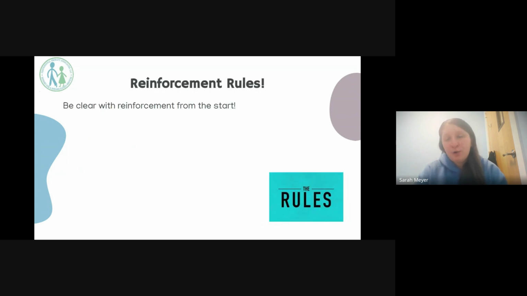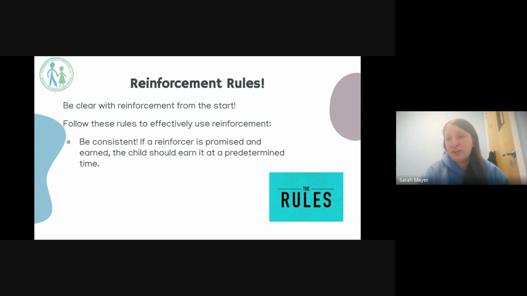So the rules of reinforcement when we're working with schedules, you need to be really clear with what reinforcers are being provided from the start. So when you're sitting with your child to develop that routine, to review the expectations, you want to make sure that you're reviewing what the reinforcer is. When we're utilizing reinforcements for a job well done, it's important to be consistent. So if a reinforcer is promised and earned, the child should earn it at that predetermined time. There's not going to be that thought of, oh, we'll wait till tomorrow, we'll wait till the next day. We want to make sure that we are giving that reinforcer when it's promised.